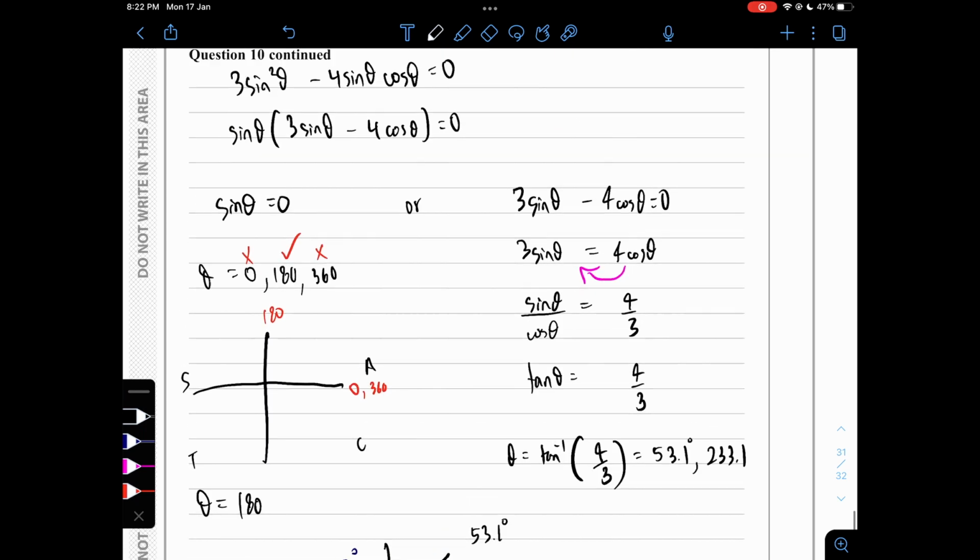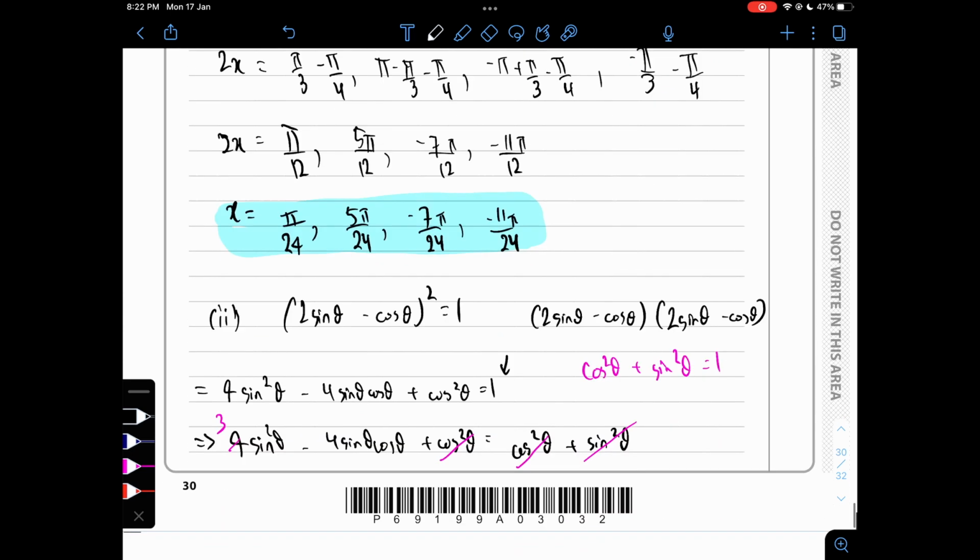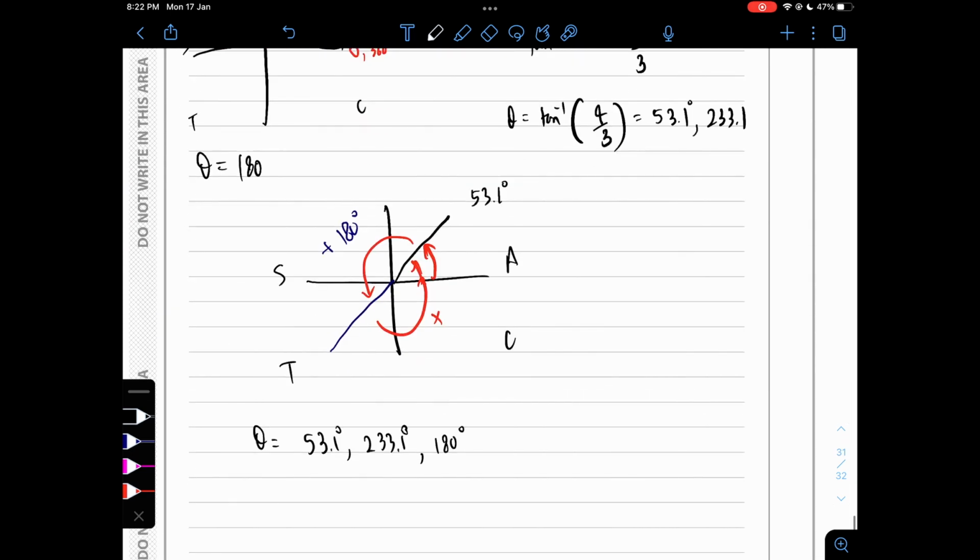Let's look back. Did they talk about degree of accuracy? To 1 decimal place where required. Okay, that's the end of the video.